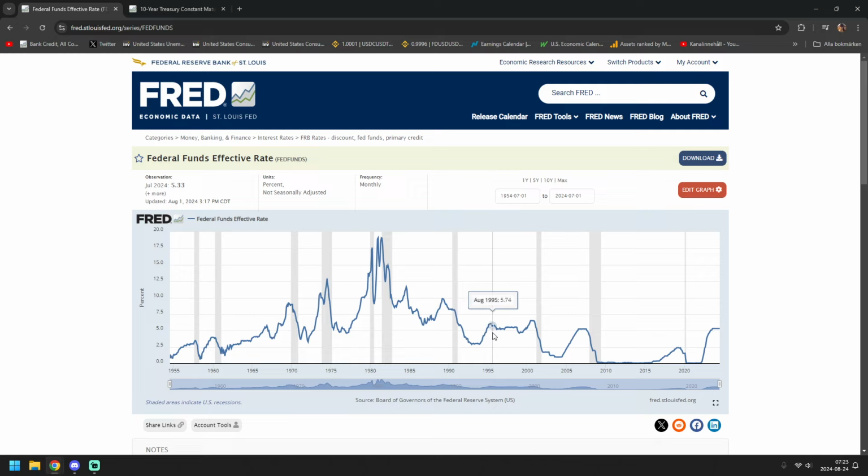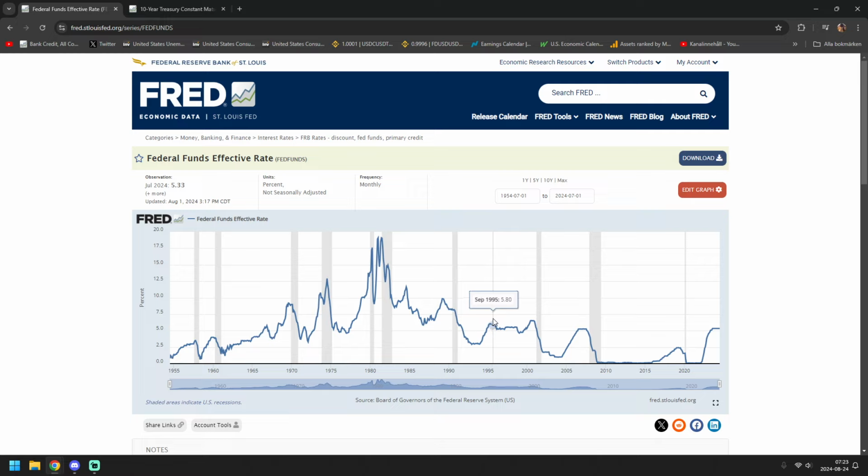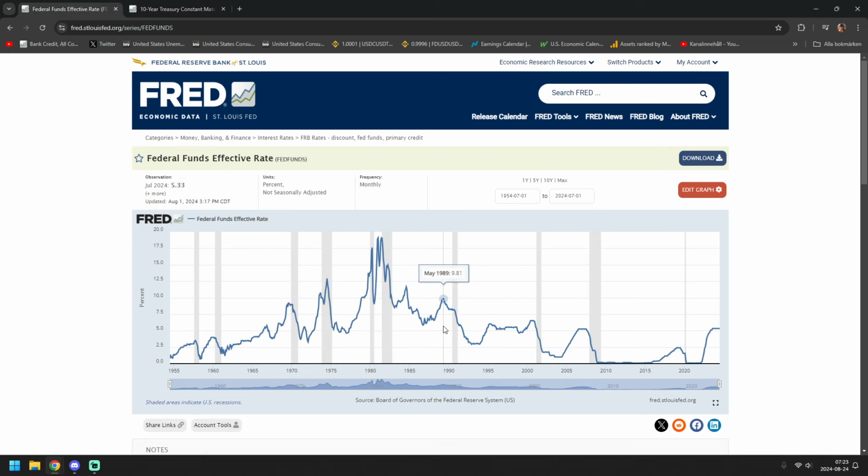Here they were cutting rates in 1995, and it was a soft landing. Unemployment rate did not go up, and there's no gray bar, meaning no recession. But was the yield curve inverted in the mid 1990s? Nope, not at any point around here when they were lowering rates in 1995. What about this example? Going into 1990, was the yield curve inverted here in 1989? Yes, so it predicted that one as well.